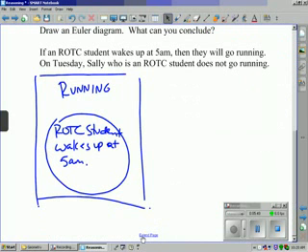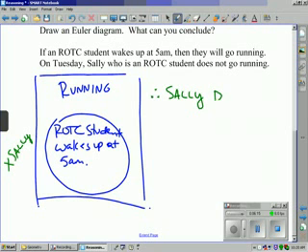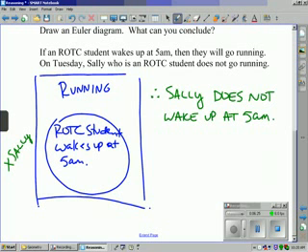On Tuesday, Sally, who is an ROTC student, does not go running. So if she does not go running, she is outside the square of running. So I'm going to put Sally out here. So if Sally's on the outside of the running square, then she can't be on the inside of the ROTC student waking up at 5 a.m. So we can conclude, therefore, Sally does not wake up at 5 a.m.